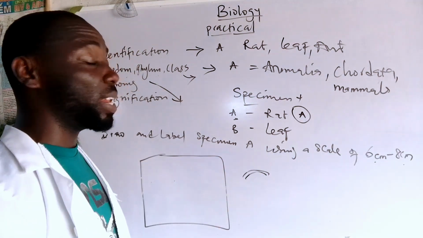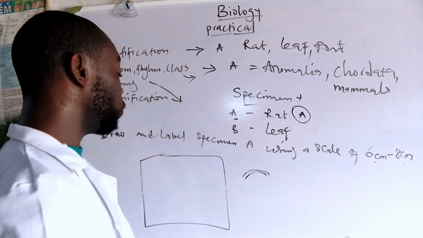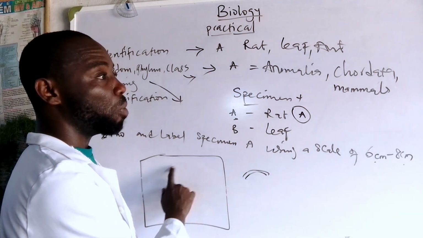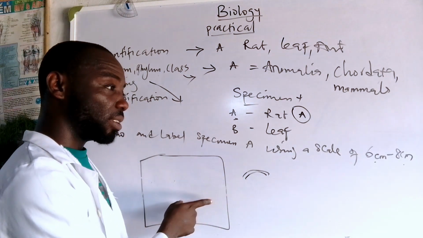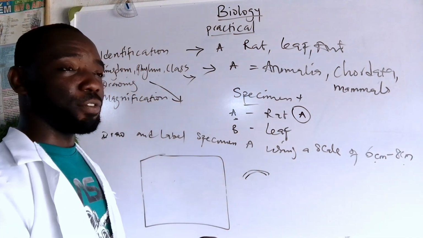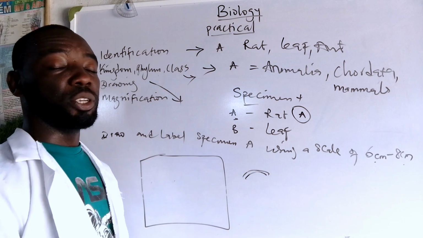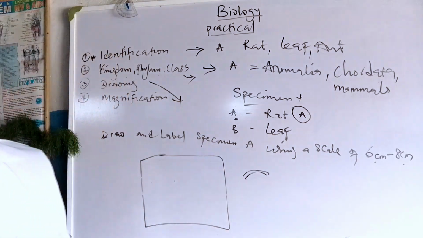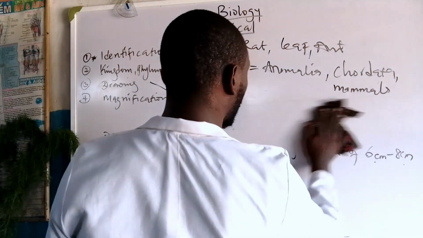Neatness in drawing has its own mark. Okay, so you ensure that your drawing must be very, very neat. Very important. Two, you must avoid shading. In biology drawing, we don't shade. Okay, now let me give you example of this drawing.